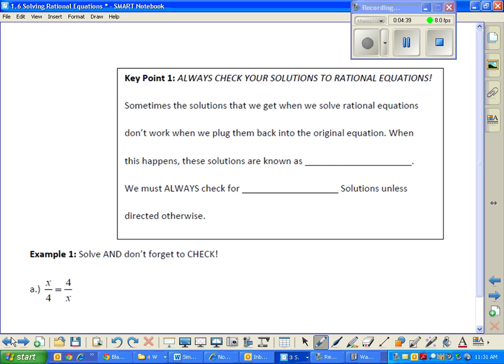Regardless of the type, you always have to check for extraneous solutions. You might recall extraneous solutions are solutions that do not work when you plug them back in to the original equation. So we do have to check our answers in today's lesson.